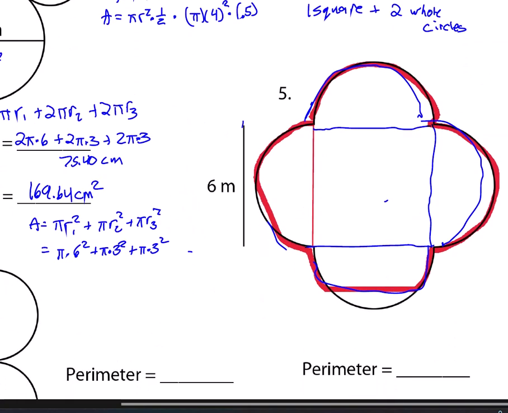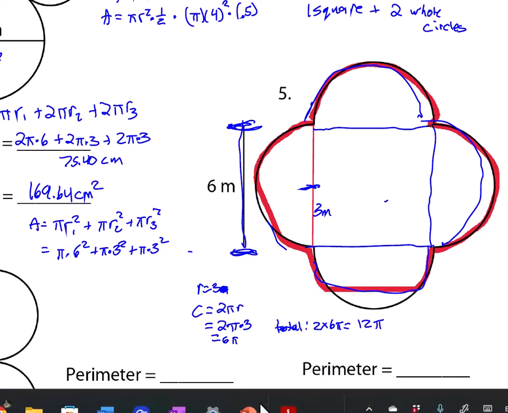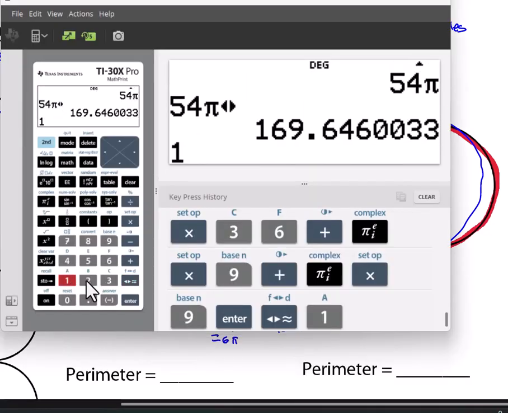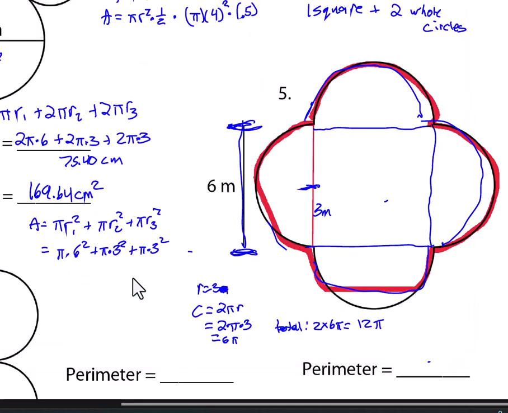So we need to find out the radius. If the distance from here to here is 6 meters, then half that distance is 3 meters. So that's the radius. So the radius is 3 meters. A circumference is 2 pi r, so that would be 2 times pi times 3, which is 6 pi. But that's the circumference of one circle, and I've got two of them. So the total will be 2 times 6 pi, or 12 pi, which is 37.7 meters.